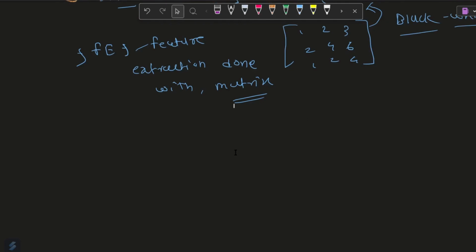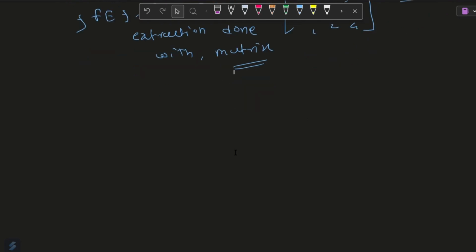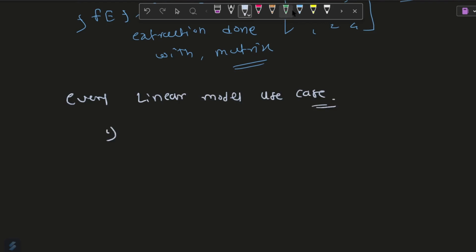So let's understand the core concepts, the basic building blocks of linear algebra that every ML model uses. We divide it into different parts. First is the scalar. A scalar is a single number. In the perspective of training a model, it is, for example, a learning rate, which may be 0.01.